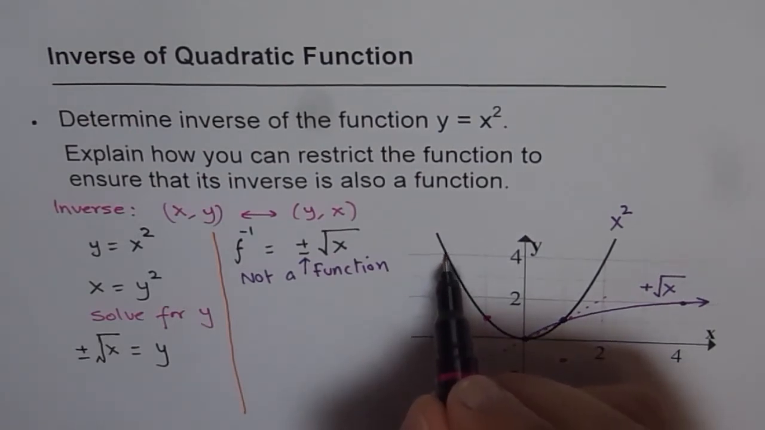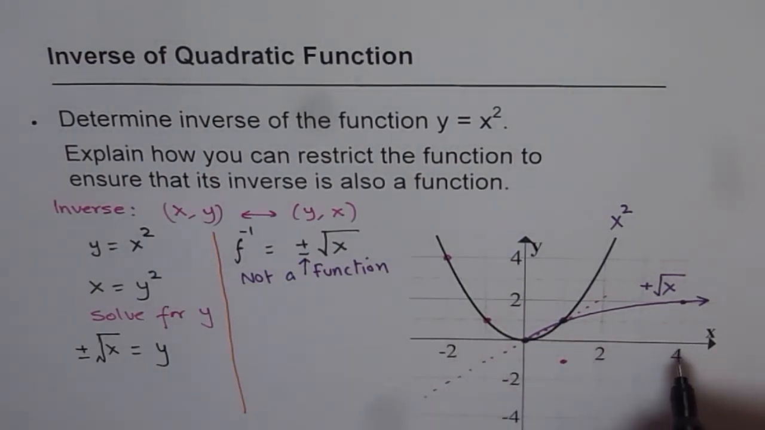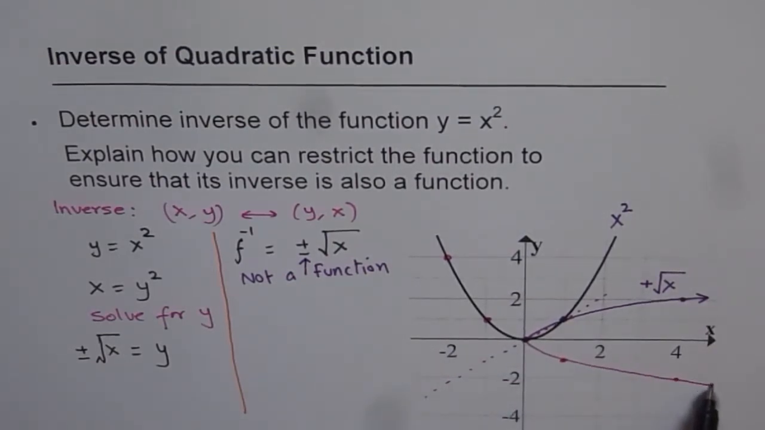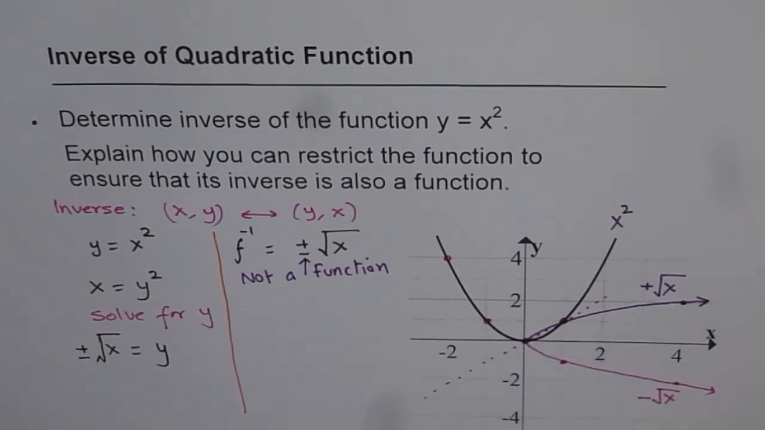Now let's consider the next point as (-2, 4). It becomes (4, -2). So that is our good point to take. Now, five points are good enough to draw any graph. So let's connect these and draw the inverse of our function. That becomes the negative square root of x.